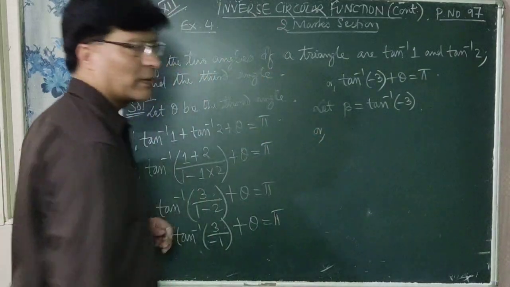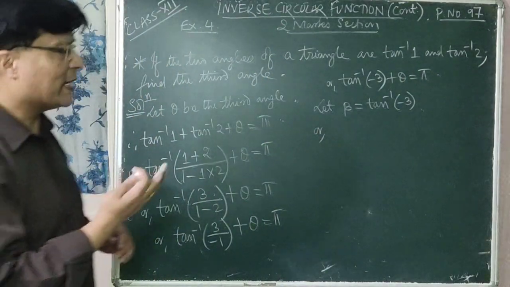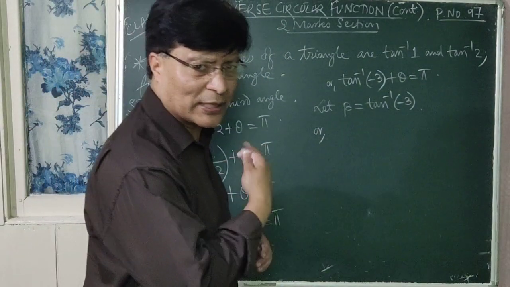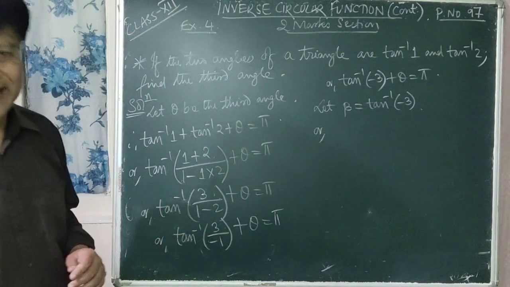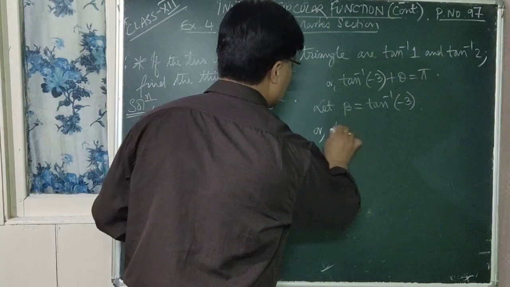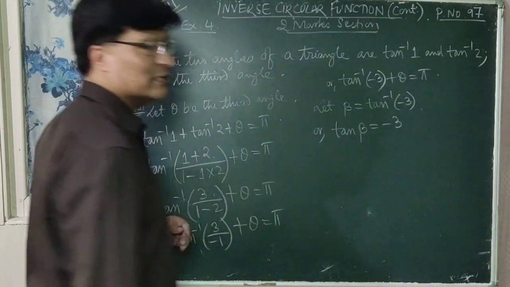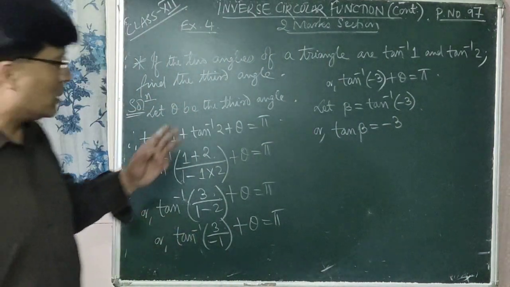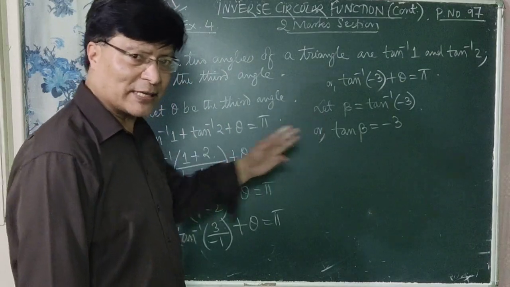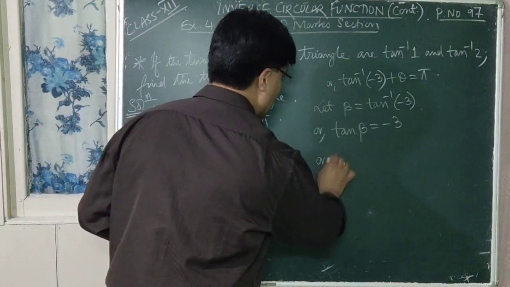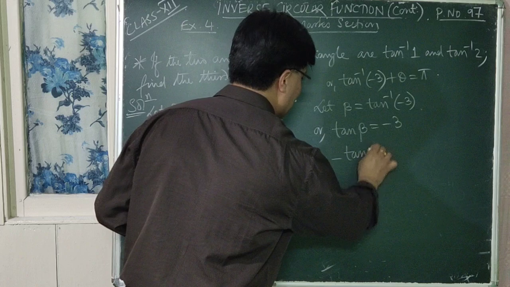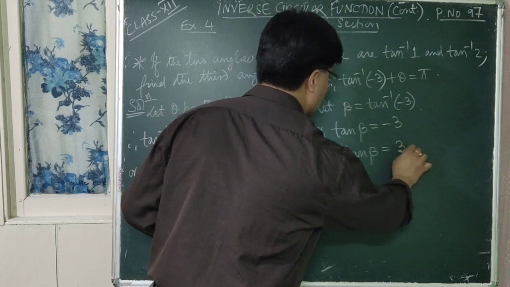Now you can take that tan inverse to the left hand side, so it becomes tan beta. So tan beta is equal to minus 3. Again, take that minus sign to the left hand side: minus tan beta is equal to 3.